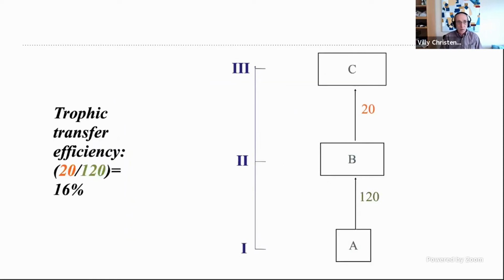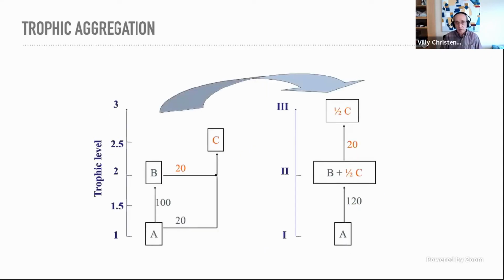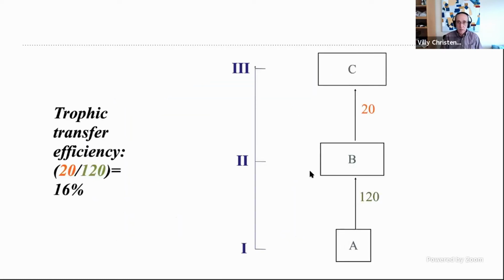Now, when you have aggregation, as you see it here, this also means that you can estimate trophic transfer efficiency. So in this case, what we're looking at is how big is the flow from trophic level 1 to trophic level 2, and from trophic level 2 to trophic level 3. And then we define the trophic transfer efficiency as the ratio between flow out of a trophic level to flow into that trophic level. So in this case here, it's the 20 divided by the 120, and that's 16%.